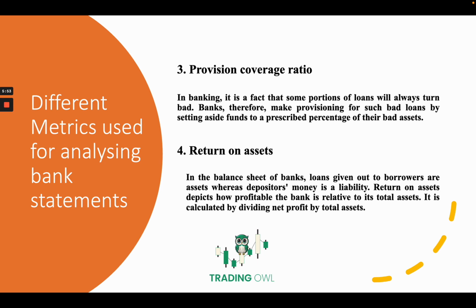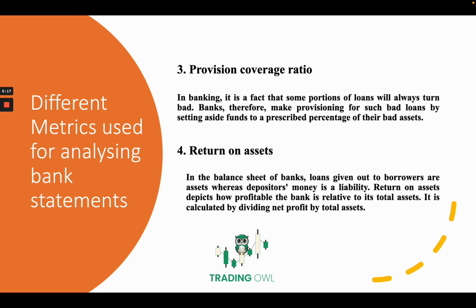Now, to understand it more properly, let me just take an example. If the PCR is 70% for a particular category of bad loans, banks have set aside funds equivalent to 70% of those bad assets out of their profit. So a high PCR means that most of the asset quality issues have been taken care of.